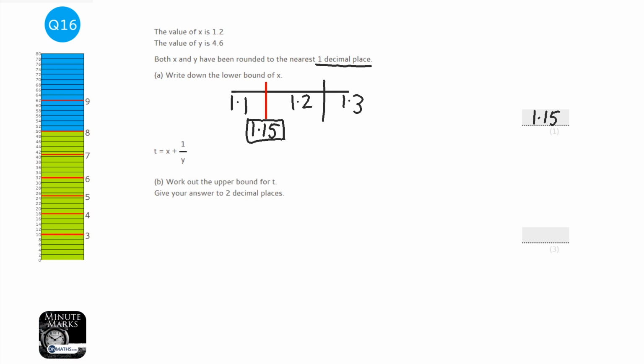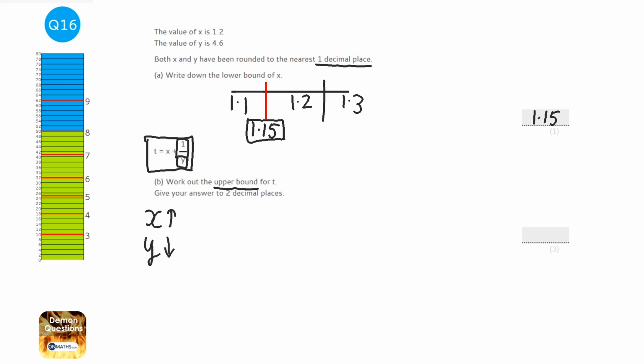Now this is a slightly harder question in B because we're given this formula here. We've got to be careful when we're using formulas. We're looking for the upper bound of t, so we're looking for t to be as big as possible. Well, for t to be as big as possible, x needs to be as big as possible because we're adding it and we want a number to be big that we're adding. But the bigger y is, the smaller that fraction becomes. So we actually want y to be as small as possible.